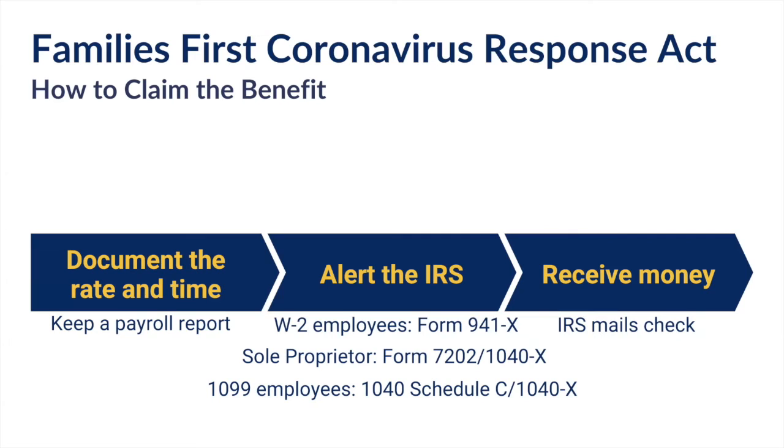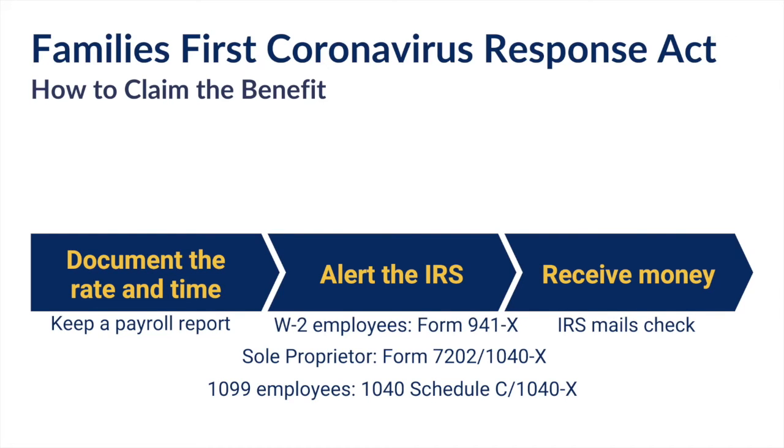If you have W-2 employees, that's great. To alert the IRS, you are going to do this on a Form 941X. You're going to contact your payroll provider and say, we found out we have some employees who are eligible for FFCRA leave, and we need to do an amendment to our quarterly tax return for payroll taxes, which is your 941.